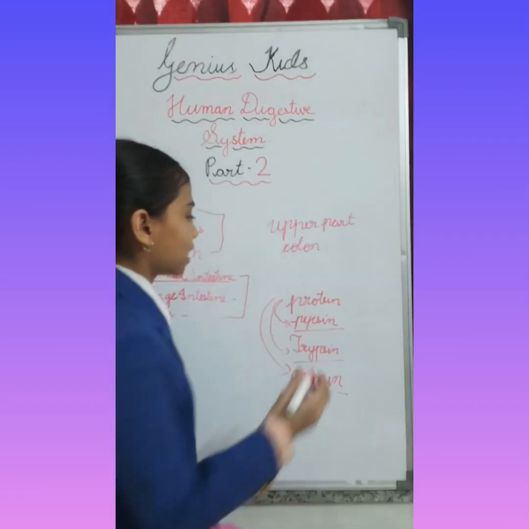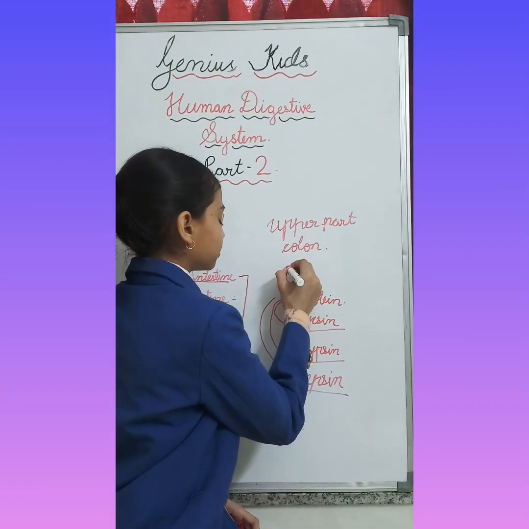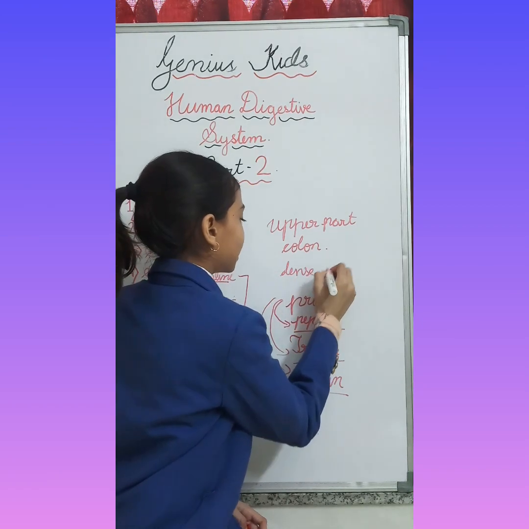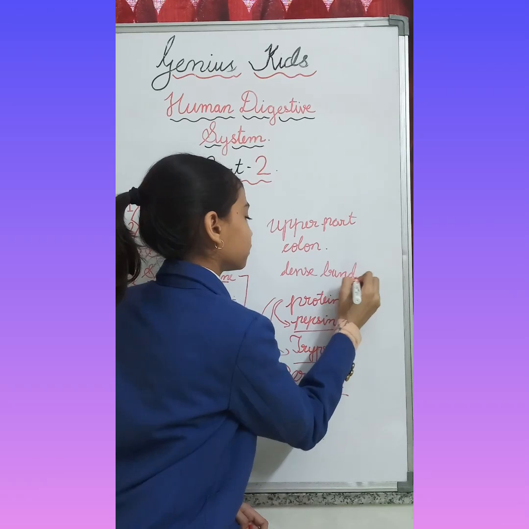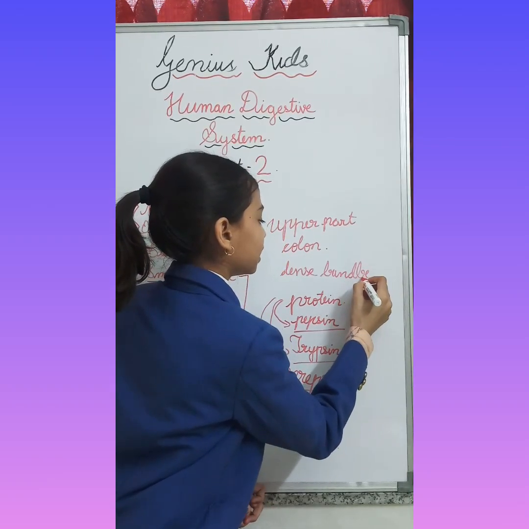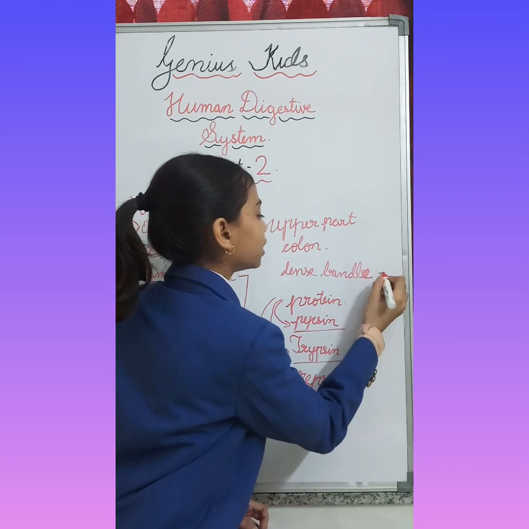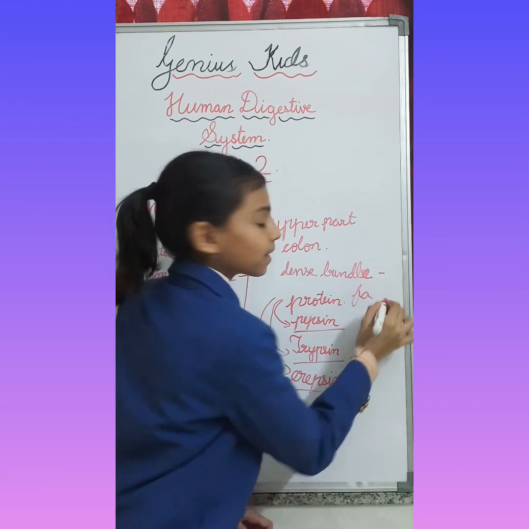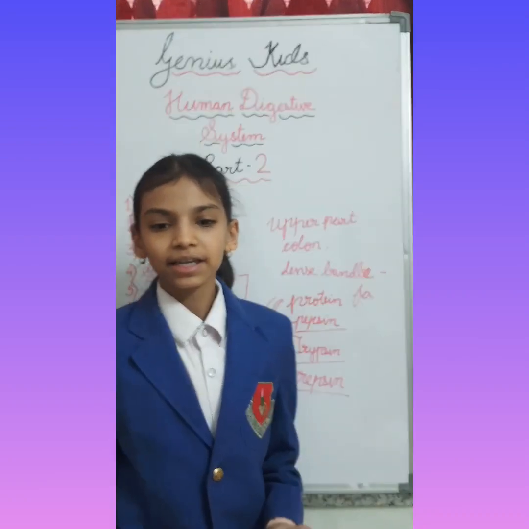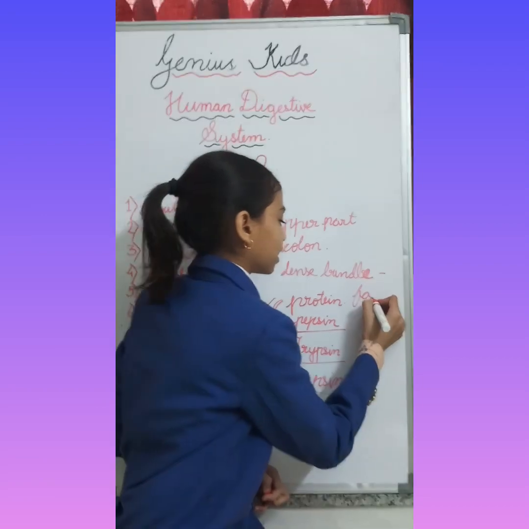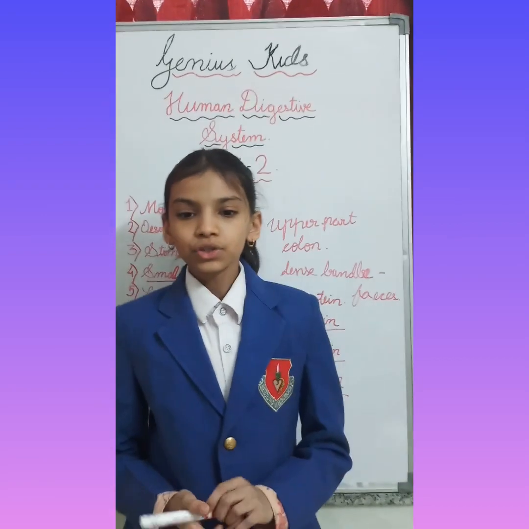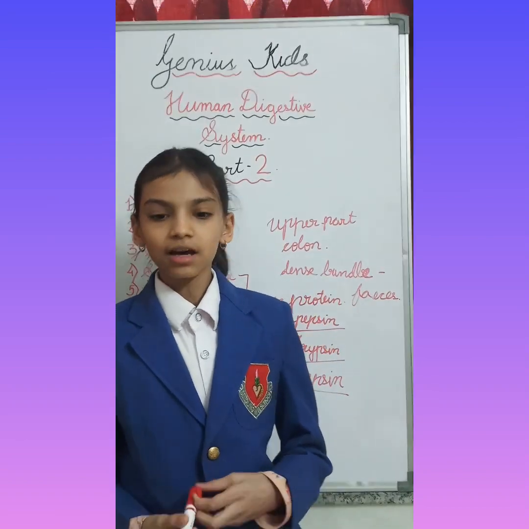The dense bundle, B-U-N-D-L-E, bundle. What is it called? It is called feces, F-A-E-C-E-S. Okay friends, so this feces reaches the rectum.